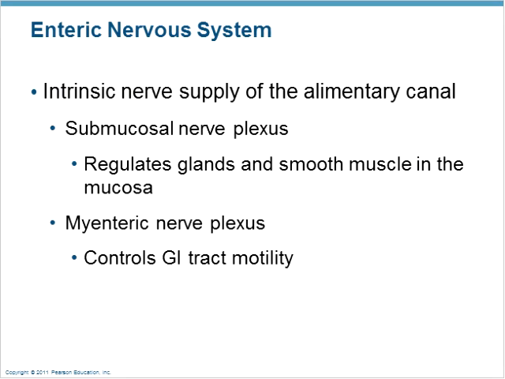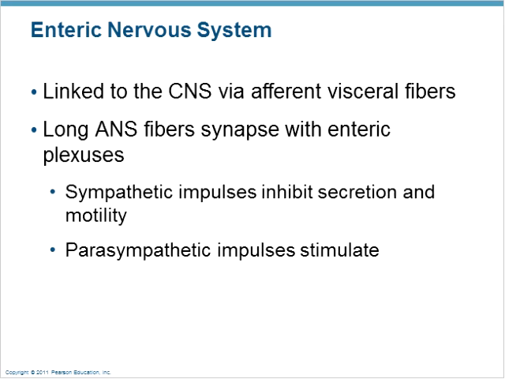We talk about the enteric nervous system. The intrinsic nerve supply of the alimentary canal is really supplied by the submucosal nerve plexus. It helps to regulate the glands and the smooth muscle in the mucosa, and the myenteric nerve plexus actually controls GI tract motility, or the movement of fluid, movement of stuff through the GI tract.